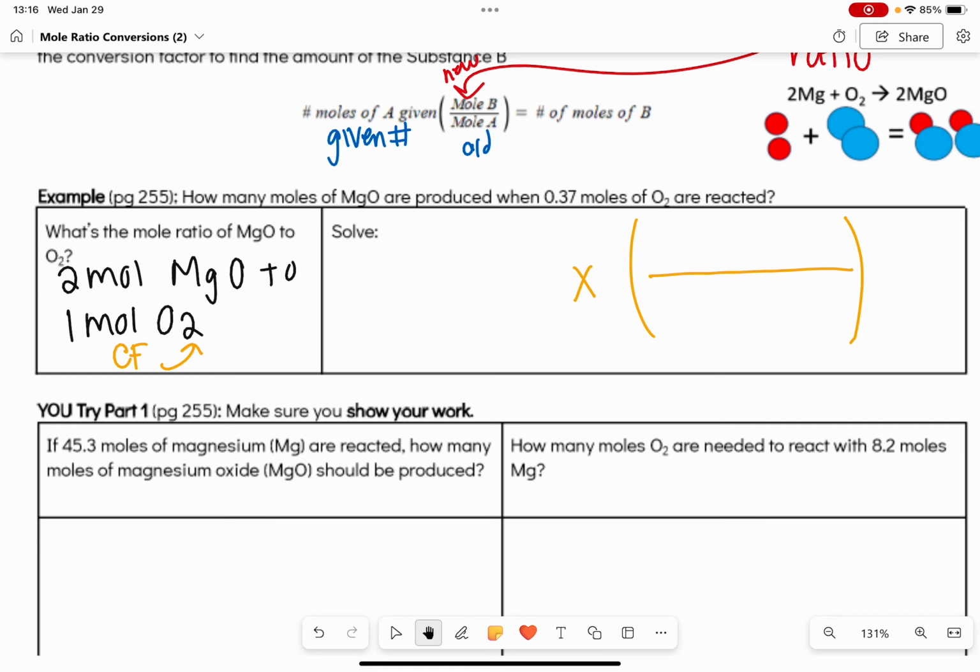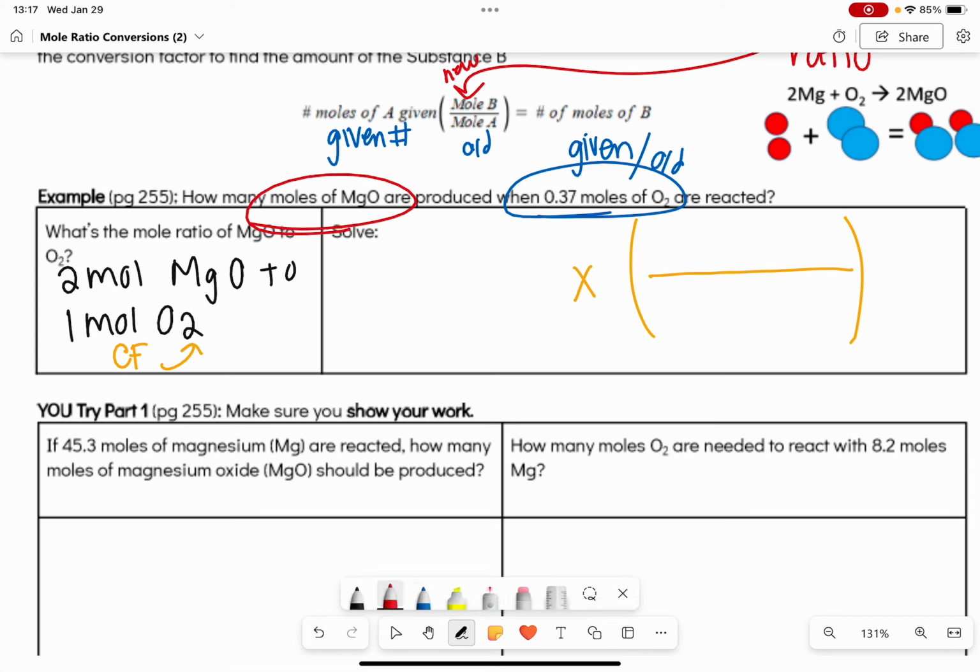How many moles of MgO are produced when 0.37 moles of O2 are reacted? I'm going to go ahead and circle my given number, which was 0.37 moles of O2. Moles of O2, that's going to be our old unit. And then they're asking us to find the moles of MgO. So this is what I want. This is my new unit. So in my conversion factor, 2 moles of MgO to 1 mole O2, my moles of O2 is my old unit, and my new unit is going to be 2 moles of MgO.